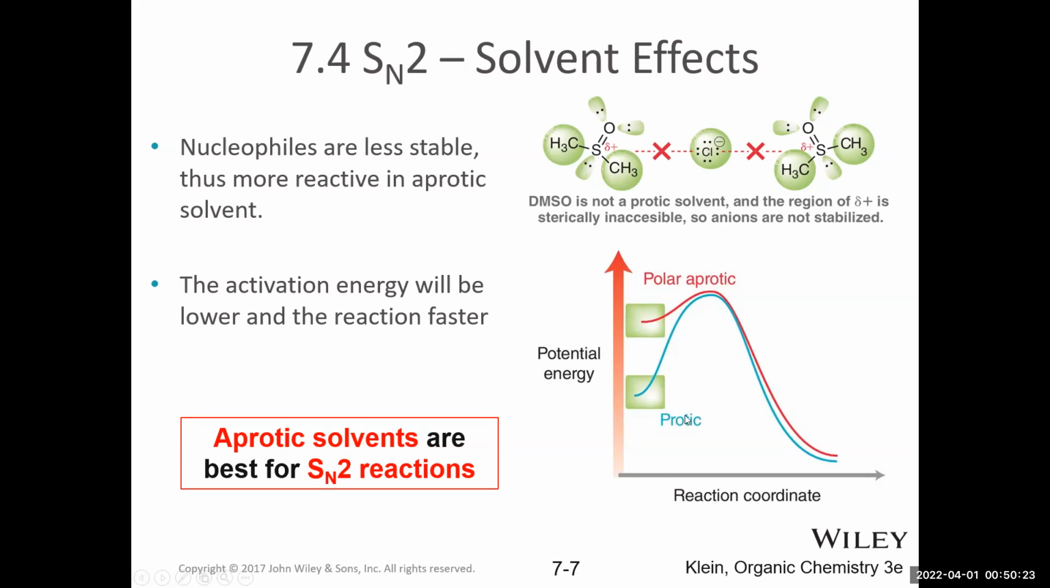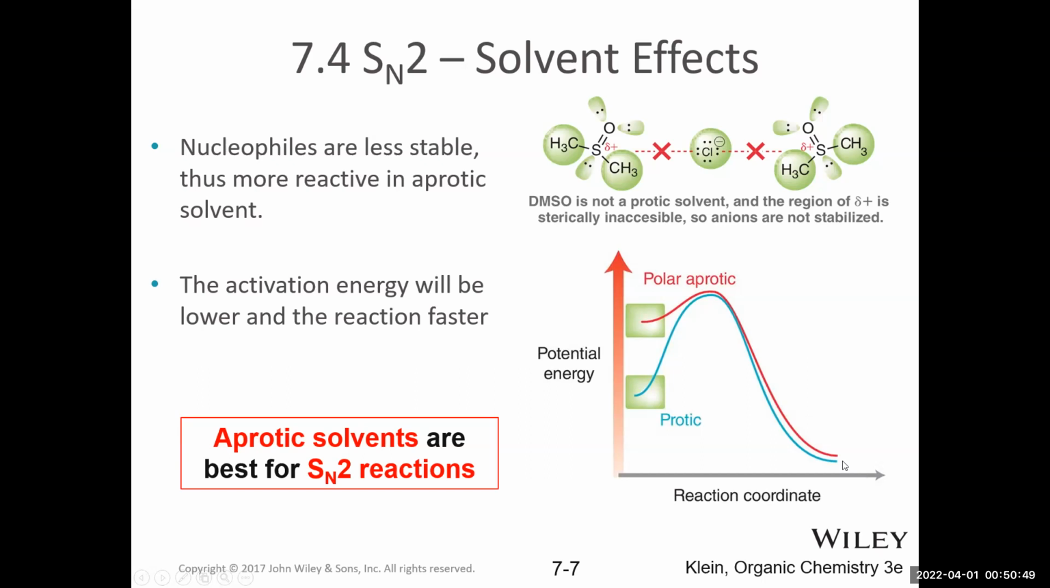So if it's in a protic solvent, recall that it would be stabilized very well by that hydrogen that's attached to the oxygen or nitrogen atom. And as a result of it being much more stabilized with a polar protic solvent, it will be lower in energy, and the activation energy will be higher for it to undergo that SN2 reaction.